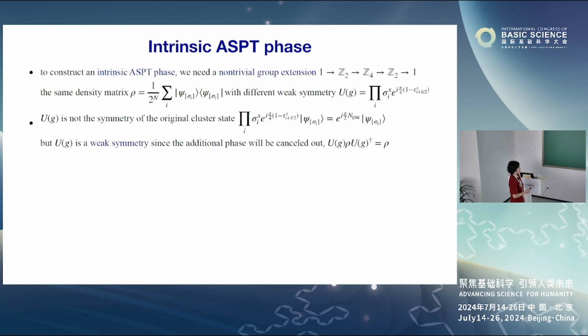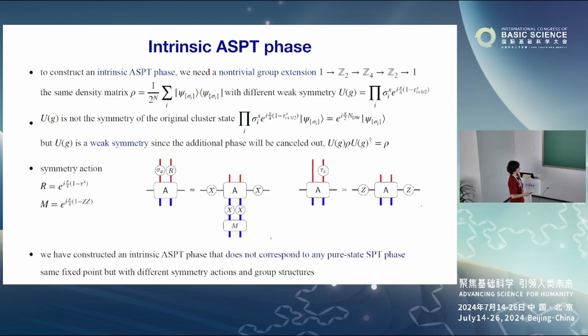And we can also do that for a non-trivial group extension. We can change the big symmetry like this, and so the symmetry action on the tensor will have an additional M here. This M cannot be decomposed into two parts on two different legs. So we can check this U. This U does not have the original characteristic U symmetry.